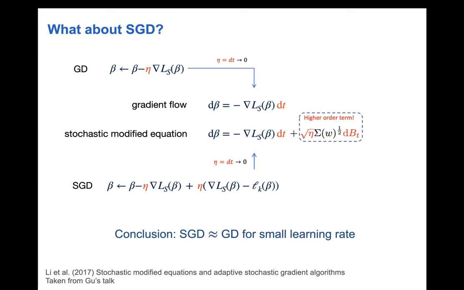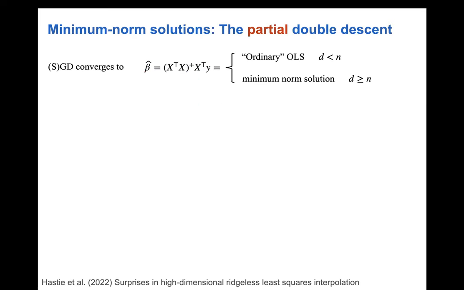Okay, so we are really interested in the statistical theory, right? Now for these minimum norm estimators in the linear case, we already know stochastic gradient descent converges to this Ridgeless estimator. In the underparameterized regime, it is exactly the ordinary least squares estimator. In the overparameterized regime, it is the minimum norm solution.